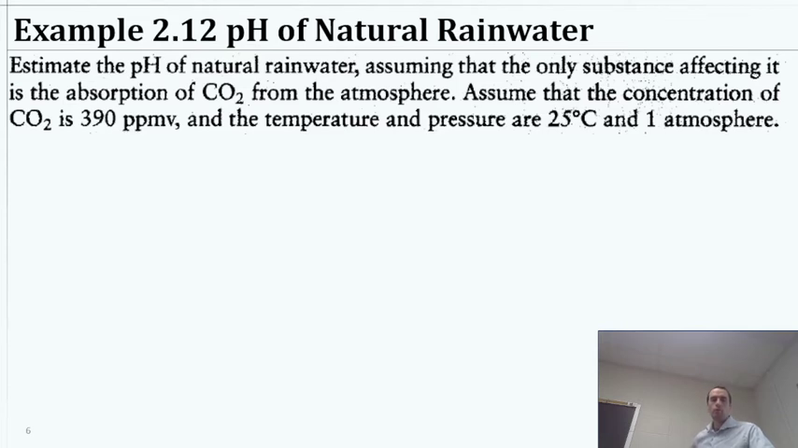Assume the concentration of CO2 is 390 parts per million by volume, and the temperature and pressure are 25 Celsius and 1 atmosphere. Okay, so just take a moment. Don't try to solve the whole problem. We'll actually just kind of walk through the book solution and try to make sense of each step. But take a moment to think about what you would need to get there, right? And maybe make kind of your own sketch of a roadmap for how you think you might be able to solve the problem. I'll give you a couple minutes to think about that and write a couple notes.